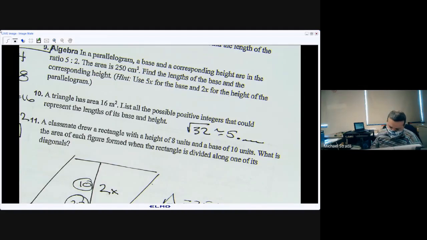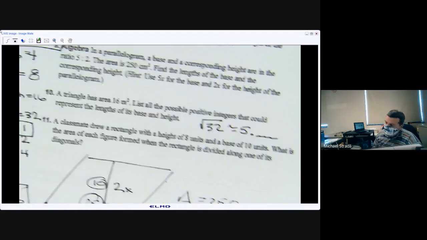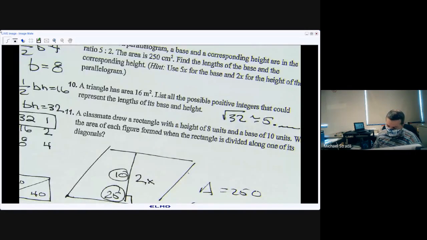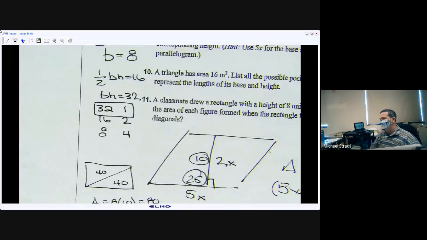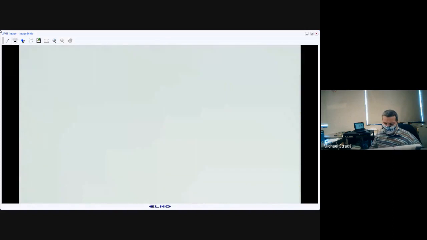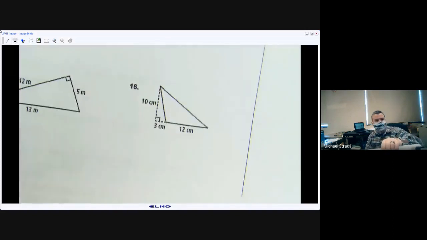All right. And then for number 11, how does 40 sound? Good. Just reiterates the fact that a triangle is half a rectangle. Since they're congruent and the area is 80, half of 80 would be 40. All right, on the back, some triangles.